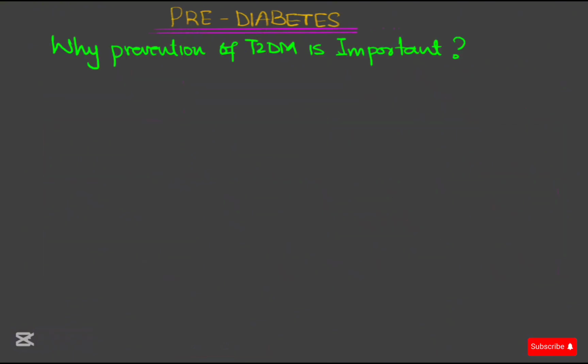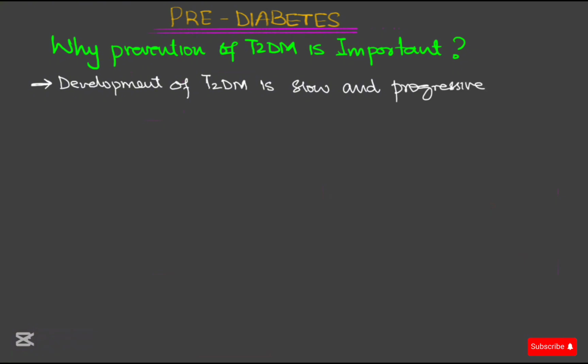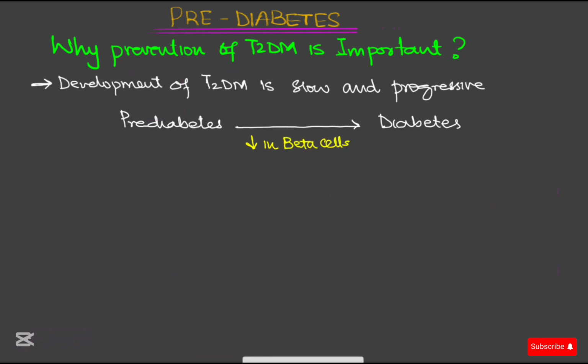Now let's discuss why prevention of type 2 diabetes mellitus is important. Development of type 2 diabetes mellitus is a slow and progressive process. It has been estimated that the decline in beta cell function begins at least 10 years before the diagnosis of diabetes. This leads to prolonged hyperglycemia and a higher risk of developing costly complications.